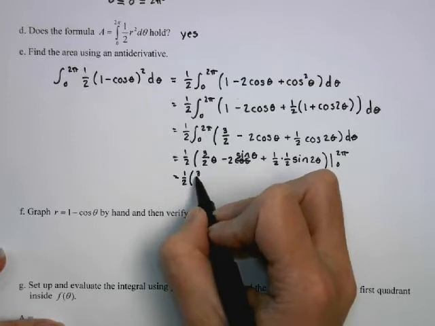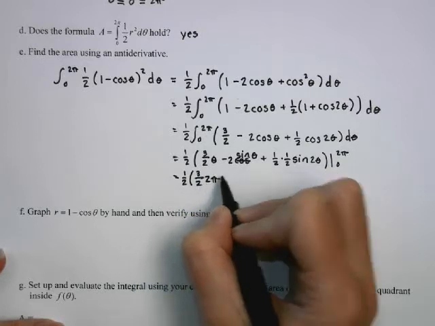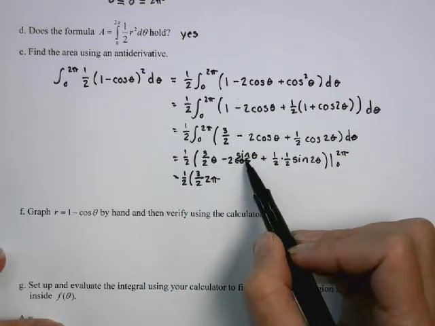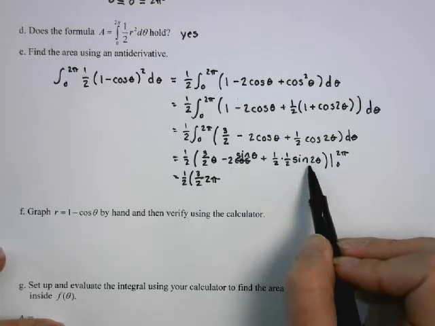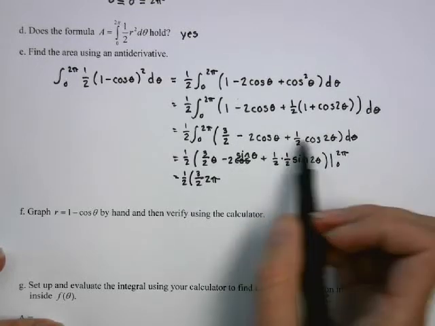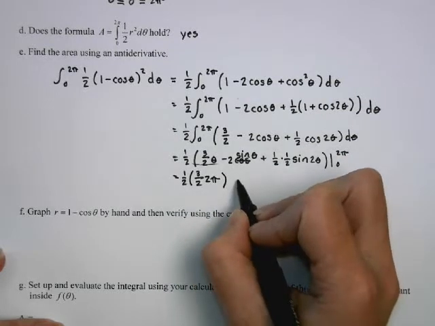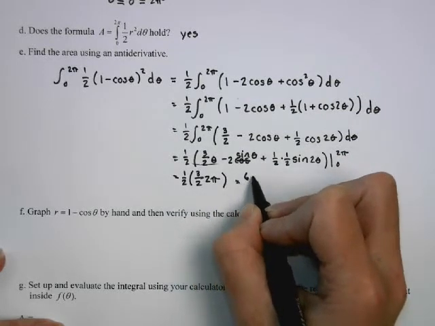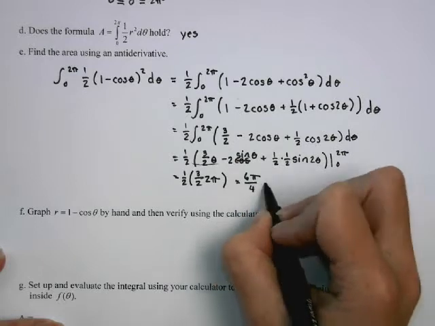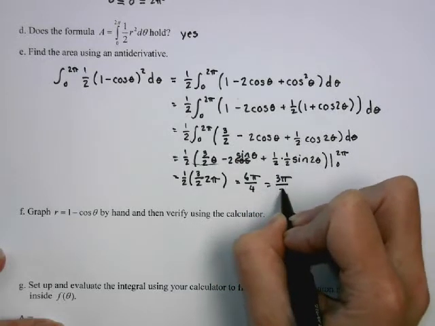So we're going to have 3/2 times 2 pi. Sine 2 pi is 0. Sine 4 pi is 0. And then if we plug in 0, all that's going to go away. So we have 6 pi over 4, which would be 3 pi over 2.